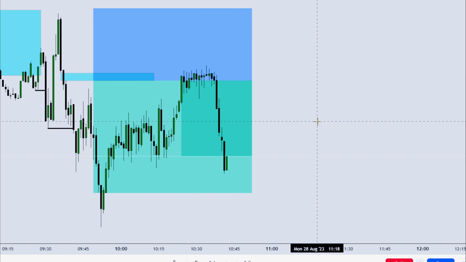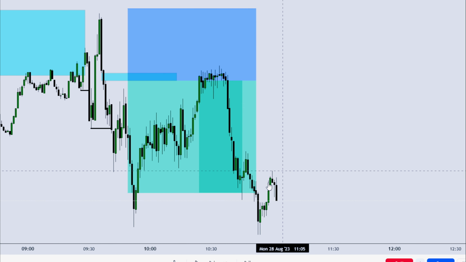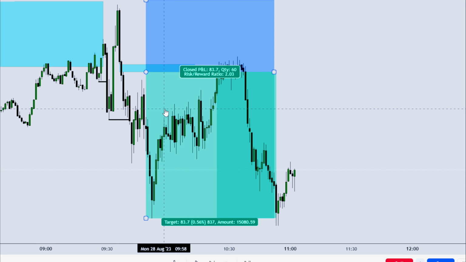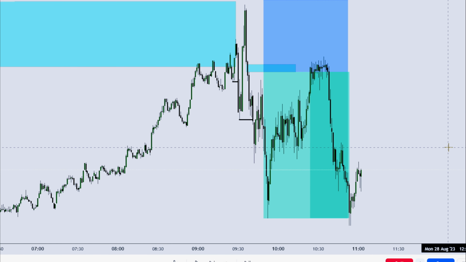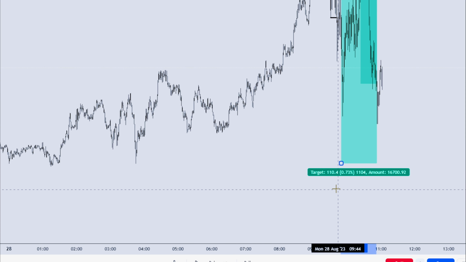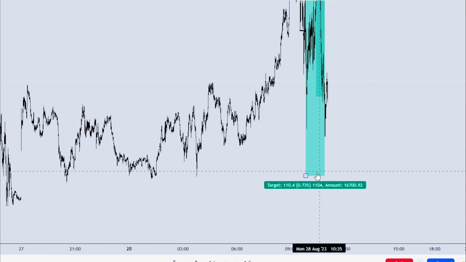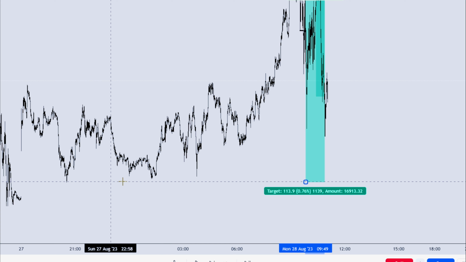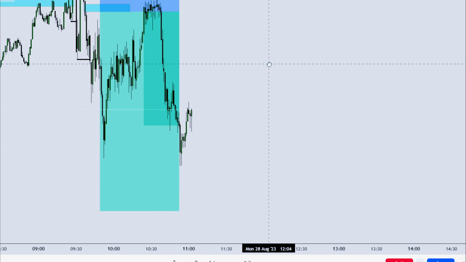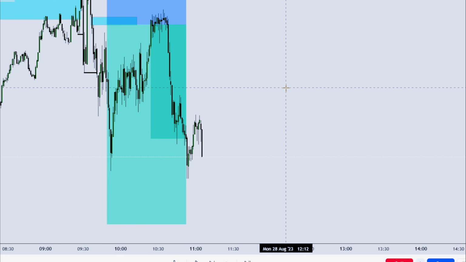Okay, let's check it out together. There you go. And for targets, target 1 would be this one right here for a 2-to-1 RR. And as target 2, I would go, for example, for either this swing low right here, or even lower. You can go for this swing low before this huge gap that we see. Let's see if this one was hit as well.